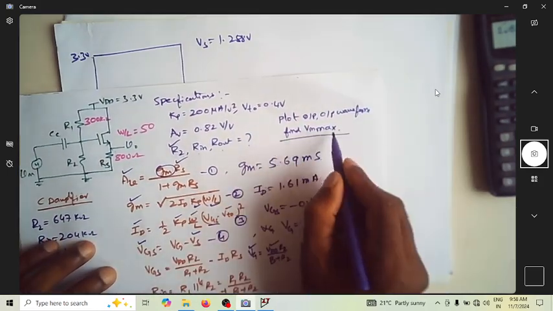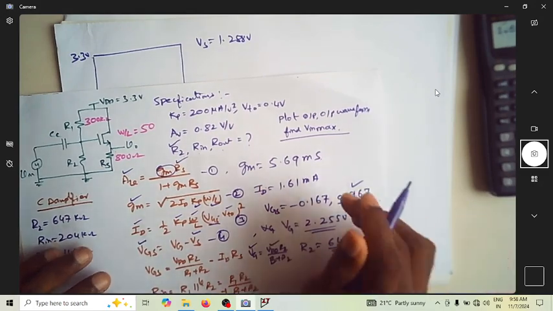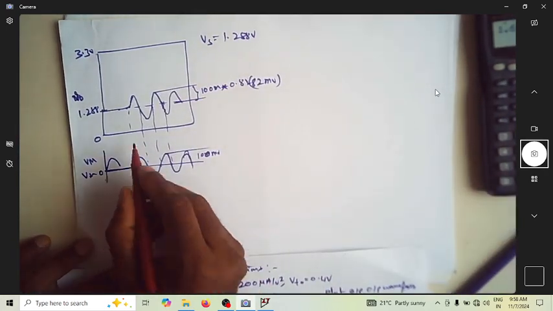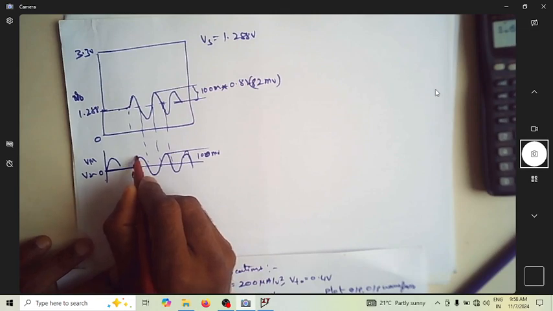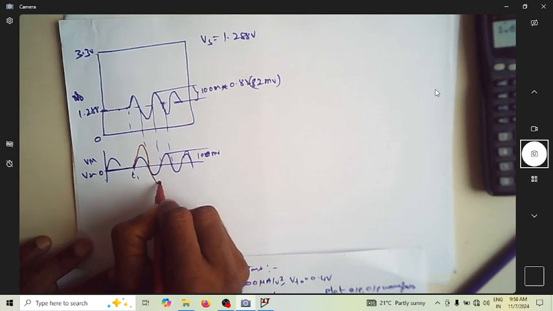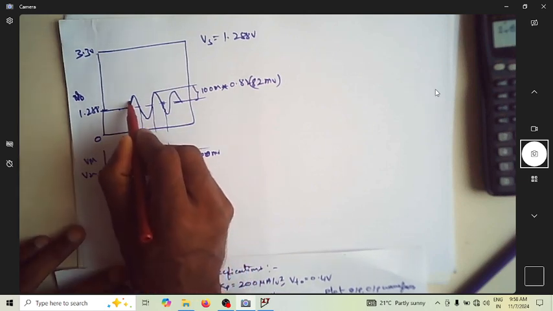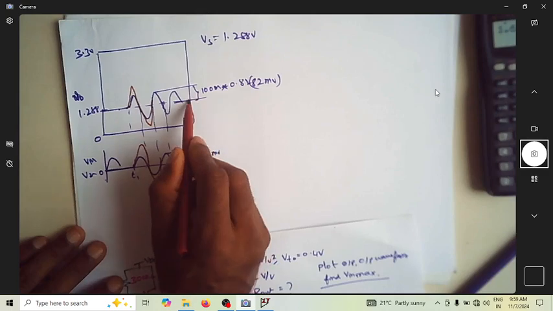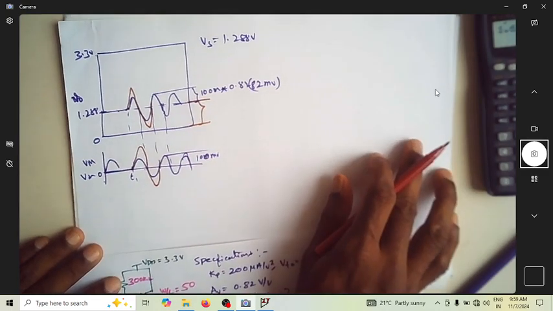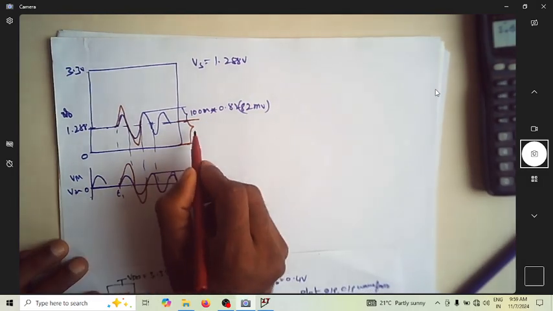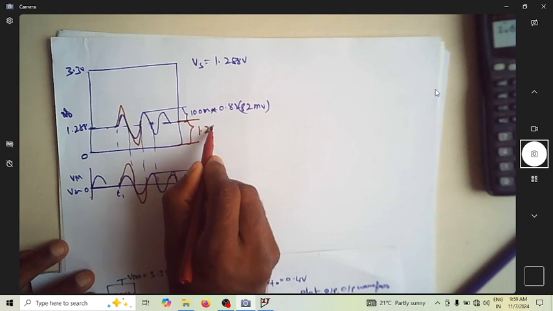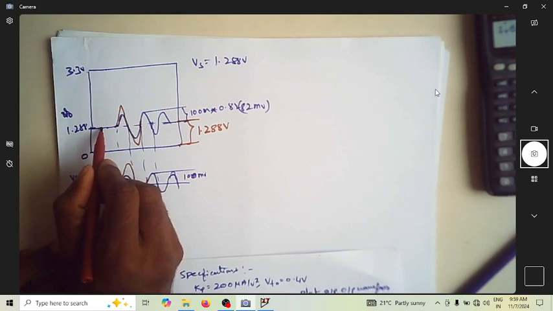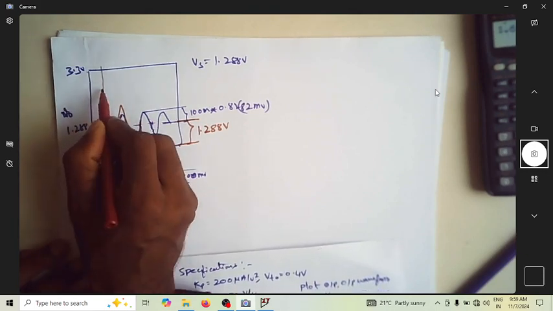Then we have been asked to find what is V in max that is possible. What is the maximum input voltage you can apply? What I mean to say is, suppose you increase the amplitude of your signal, so your input amplitude goes like this, then your output will also go up and come down here. Now how much is the voltage swing available? The voltage swing available is 1.288 volt from this reference down to here. How much is the voltage available from here to here?